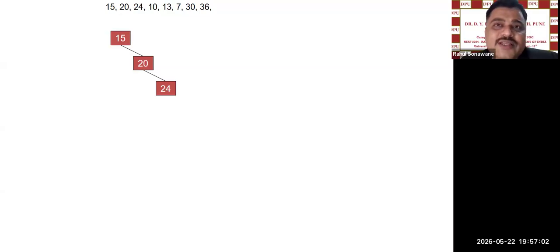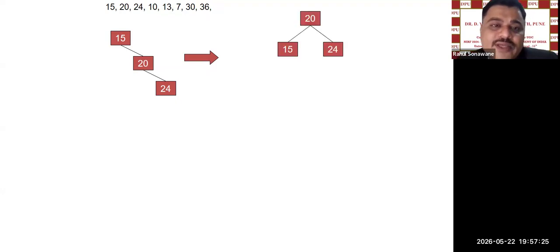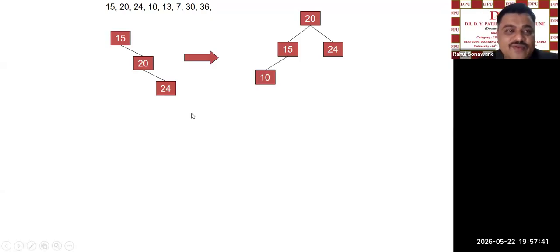As the node is inserted in the right of the right subtree, and because of that the tree gets unbalanced, therefore we have to perform the single left rotation. Yes. So by making a single left rotation, 20 will become the root and 15 will be the left child. Single left rotation. Yes. Now the next value coming is 10. 10 is actually less than 20, less than 15. So 10 will be inserted as the left child of 15.